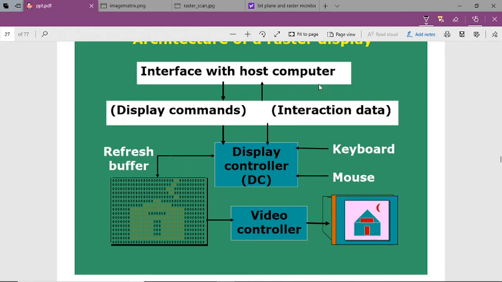You model a picture using the mouse and keyboard, and the definition of that model goes and is placed in the refresh buffer in terms of bits, zeros and ones, which says which pixel to turn off and which not to turn off. And whenever you want to draw this picture on the monitor here, the video controller takes this information and draws it on the screen here. Okay, so that is the way a raster system works.